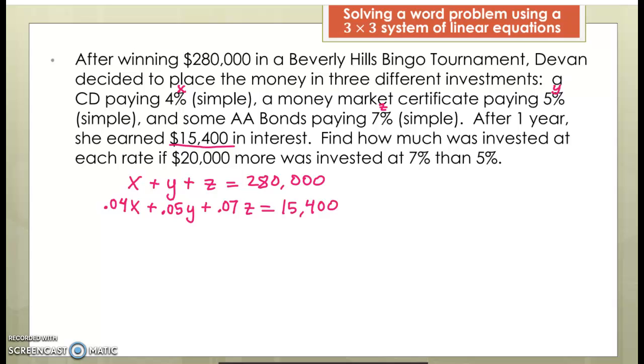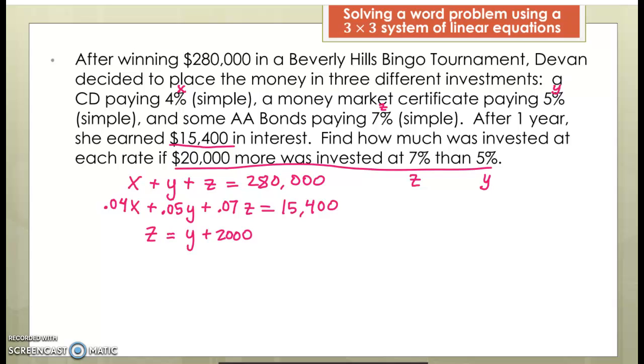Now we only have 2 equations here. We need one more. That's what this last little sentence is. Find how much was invested at each rate if $20,000 more was invested at 7% than 5%. So the amount in account Z was equal to the amount in account Y plus $20,000. Okay, so keep this picture in your mind. Remember what we're doing.